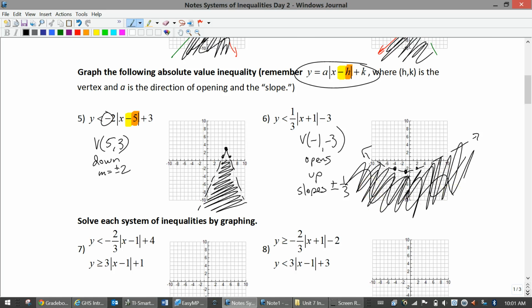Now on number 7, we're mixing this together. We're doing 2 at once. Before we get there, does anybody have any questions? Can I clarify it for you guys?